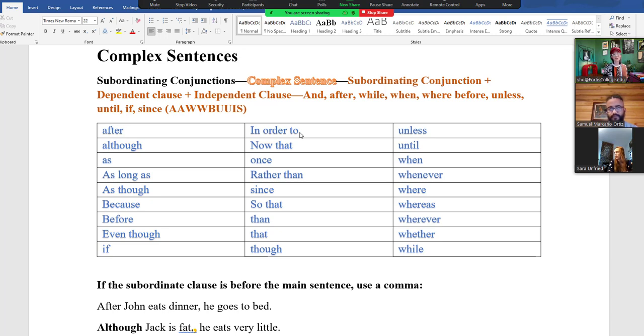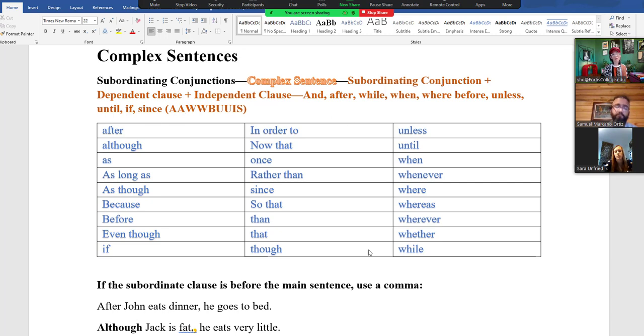These are all known as subordinating conjunctions, and when we put a subordinating conjunction in front of a sentence, we render it a dependent clause. That's what I was looking for. If I just say John eats dinner, that's an independent clause. But if I put after in front, after John eats dinner, that makes it a dependent clause.